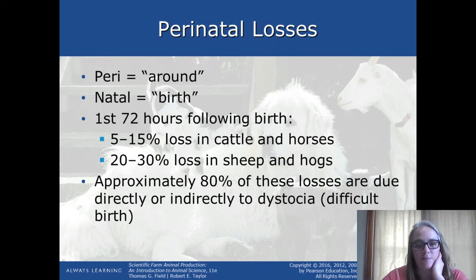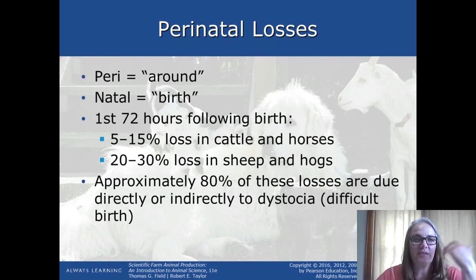Now, in addition, we also see what are called perinatal losses. Peri means around and natal means birth, so these are kind of losses around the process of giving birth, and they include everything into the first 72 hours of life. We see about 10%, give or take, loss in cattle and horses, and closer to 25% loss in sheep and hogs. 80% of these losses are due to dystocia.